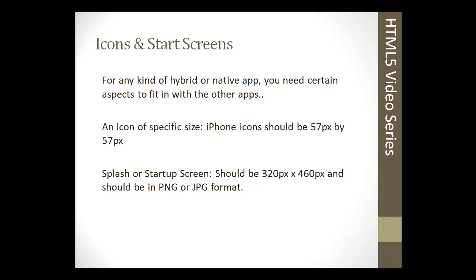So next we have icons and start screens, and when you develop any kind of hybrid or native app, you need to have certain icons and start screens, and they need to be a certain size. For this, the iPhone and Android are a little different. The iPhone icons should be 57 by 57 pixels, and these would be the icons you'd see in the App Store and on the actual device. And then the splash screen or startup screen, for the iPhone, should be 320 by 460, and it should be in PNG or JPEG format.